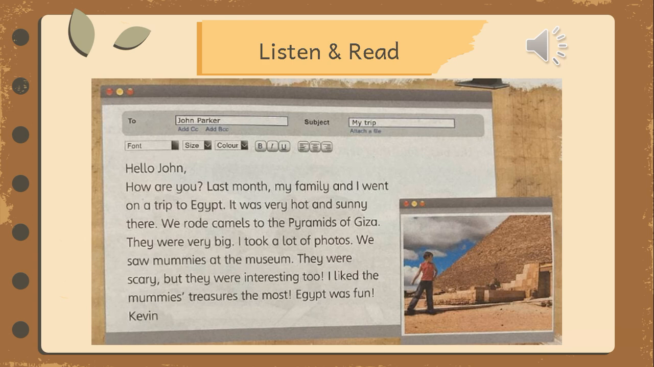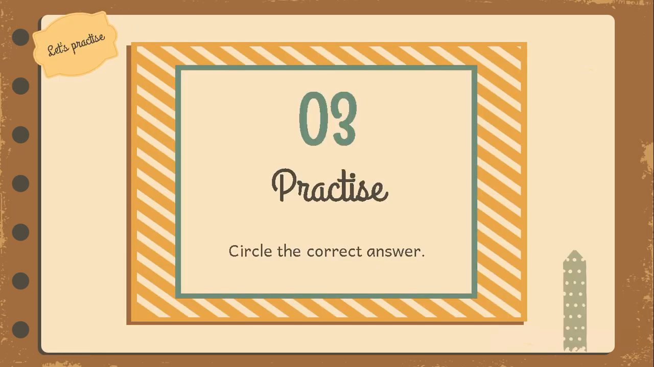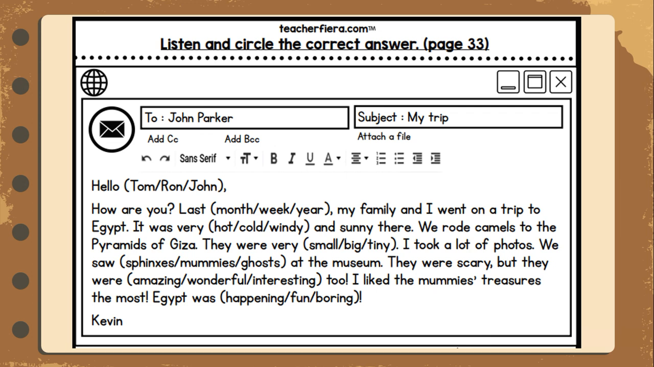Well done, everyone. I hope you will remember the details in the emails. Okay? Let's move to the next activity. Activity 3. Practice. Circle the correct answer. Well, I already asked you to copy this exercise. Am I right? So now, let's do it together. The first one. Hello, Tom, Ron, John. So which one is the answer? That's right, the answer is John.